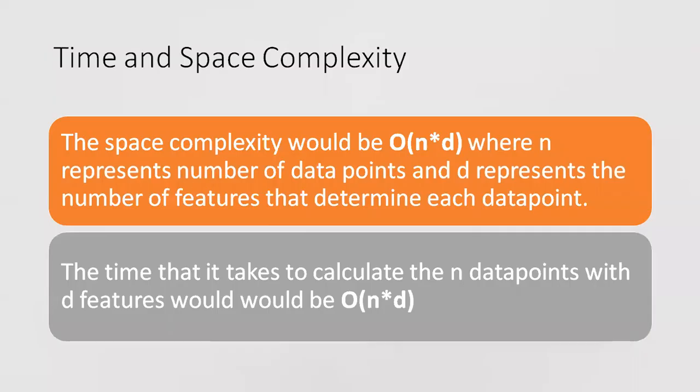Coming to time and space complexity, the time complexity is the total time taken by the algorithm to execute the program, and the space complexity is the total memory occupied by the algorithm while executing the program. For K nearest neighbor, the time complexity is O(n*d), where n represents the number of data points and d represents the number of features that determine each data point. The space complexity is also O(n*d).